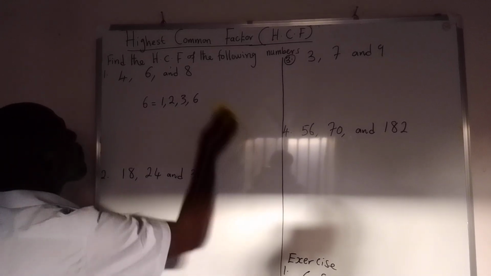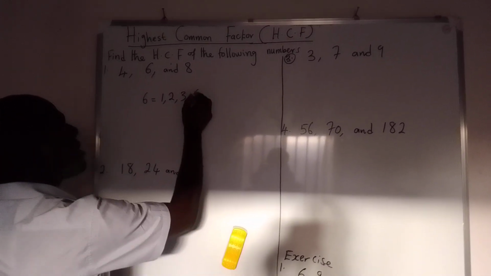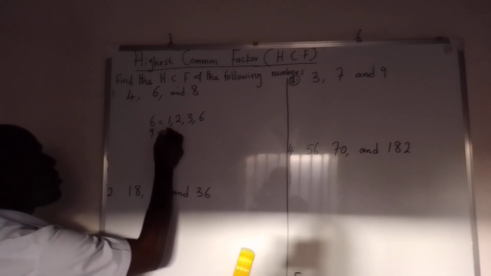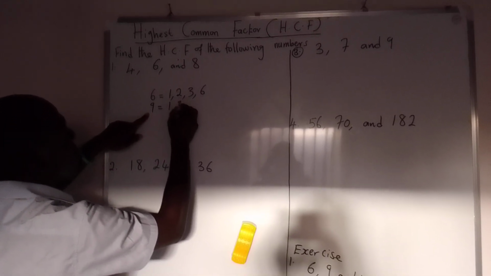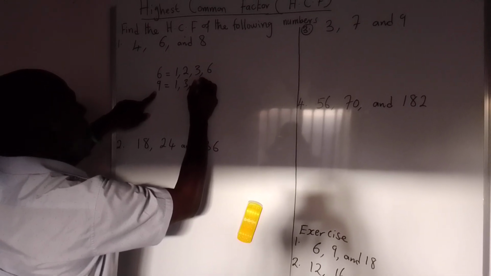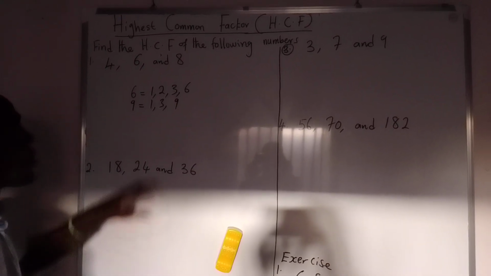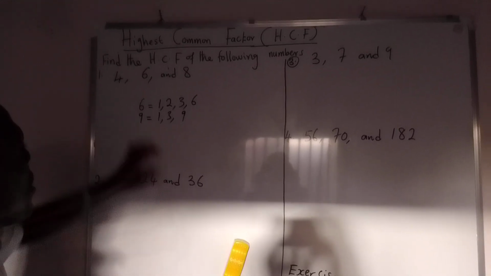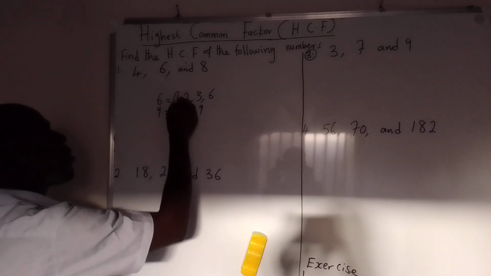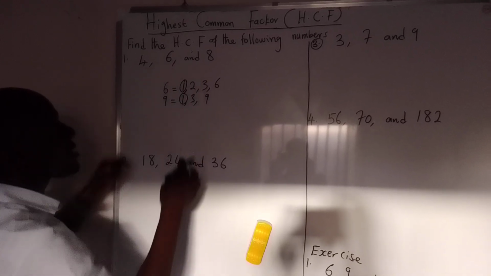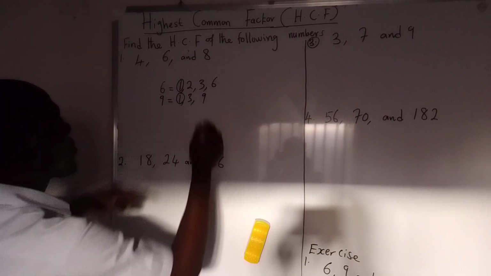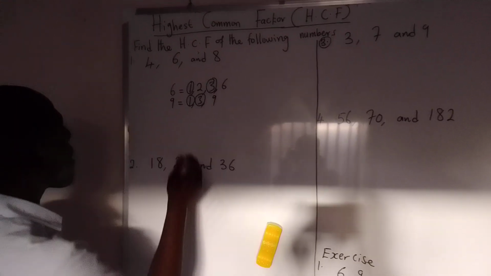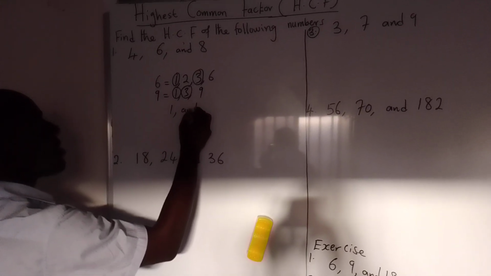Now, what are common factors? After listing the factors of 6, we can also list the factors of 9, which are 1, 3, and 9. These are the numbers that can divide 9 without a remainder. When they say common, the common factors are 1 and 1. What you can see in 6, you can also see in 9. We have 3 and we have 3. So the common factors are 1 and 3.